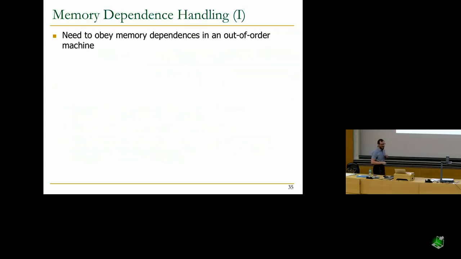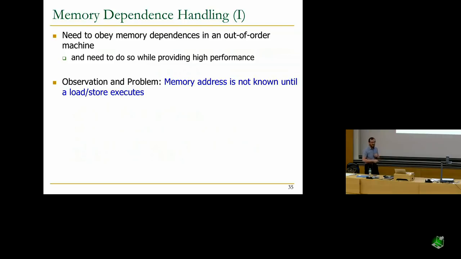Okay, so let's take a look at the dependence handling. We've looked at dependence handling in registers, and we've developed all of these mechanisms. But for memory, you need to do the same thing. You need to obey the memory dependencies in the order specified by the program. But we're executing these out of order, let's say. And of course, we need to do so while providing high performance. The key problem is this. You don't know the memory address until a load or store executes. You know the base register ID to compute the memory address, but you need to actually do that address generation computation to know the memory address.